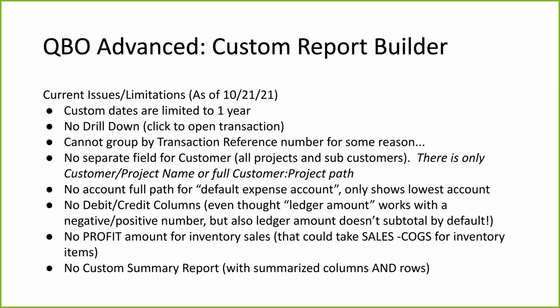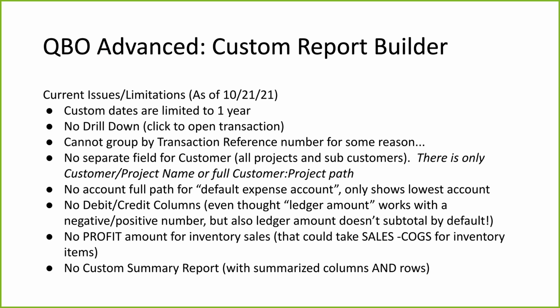There's no debit credit columns. I suggested this to the developer team. They were able to give me ledger amount, which is similar, which means negative credits, positive debits. It's close, but I would like to see debits and credits in the report. It's a quintessential accounting request, okay? Gotta be able to see debits and credits.